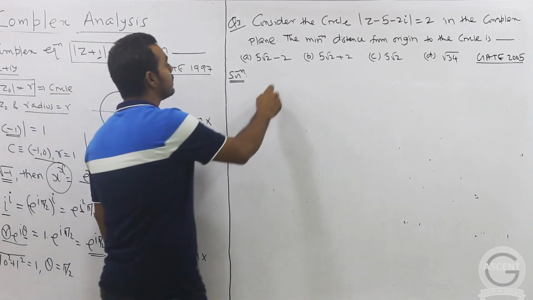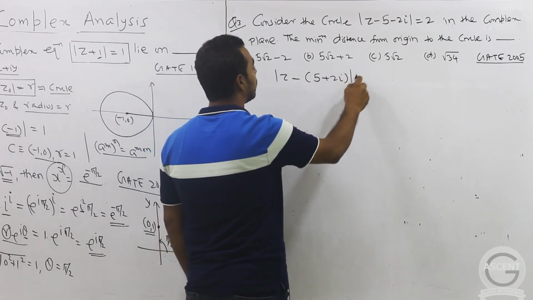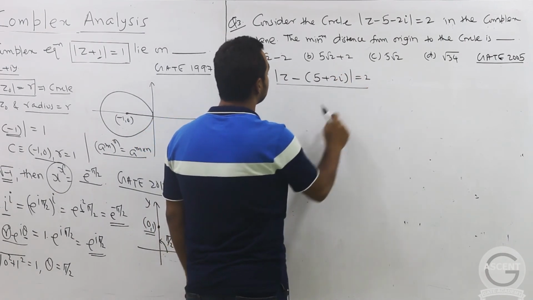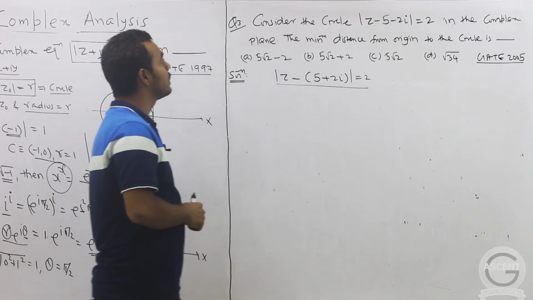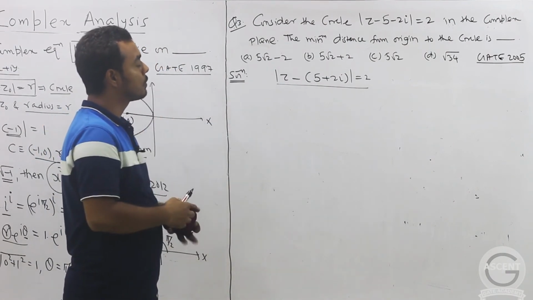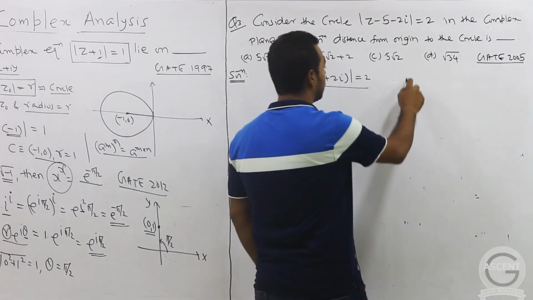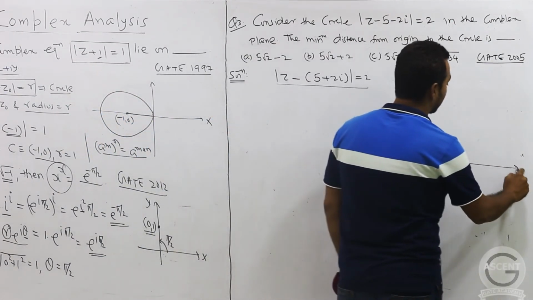The given circle is mod z minus 5 plus 2 iota equals 2. This is our given circle. So the question is, consider this circle in the complex plane. The minimum distance from the origin to the circle is. So first let me draw this circle.